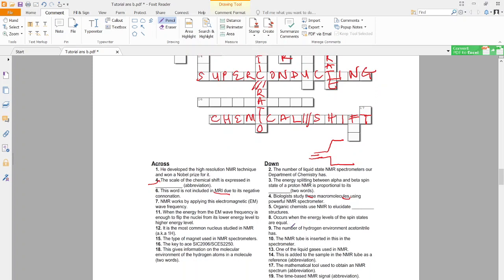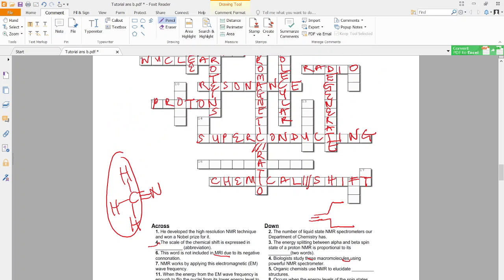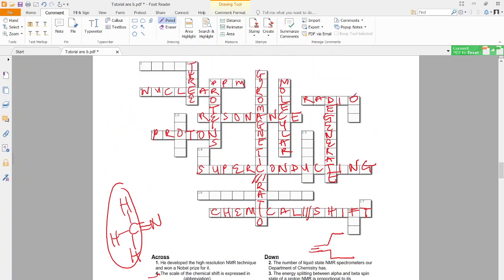Okay, next, occurs when the number of hydrogen environments acetonitrile has. So acetonitrile is CH3, and then we have the triple bond, right? Acetonitrile, is that right? So you only have one environment of that. So number 9 down, it's only one type. So it says that O here. How convenient is that? So it has to be 1.